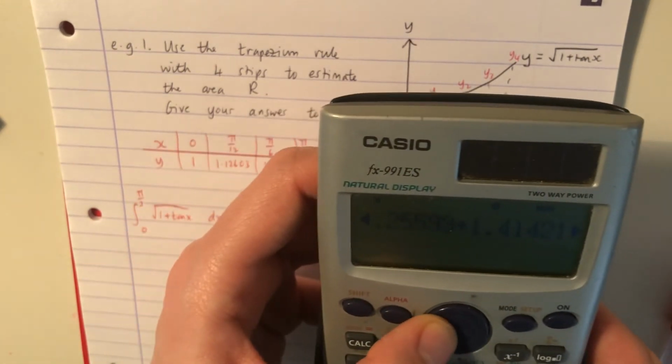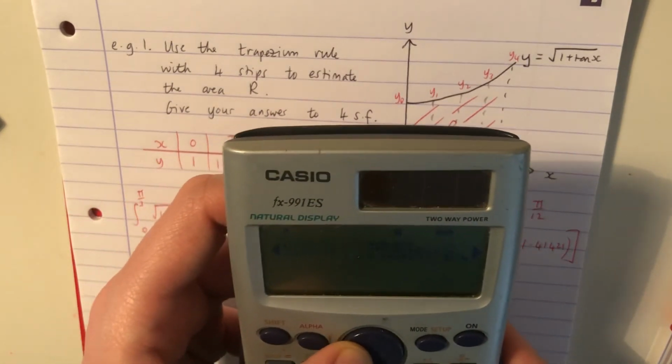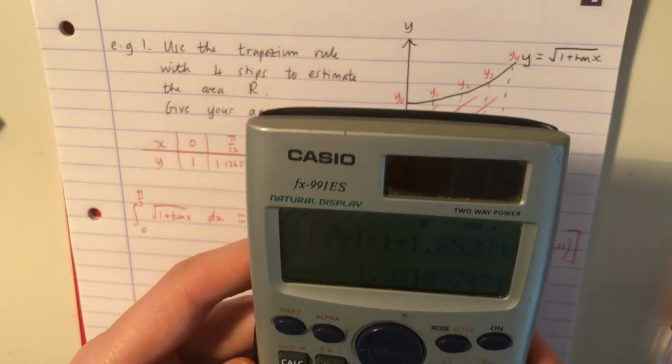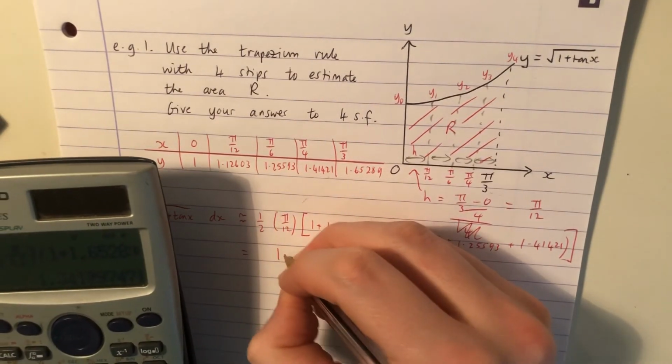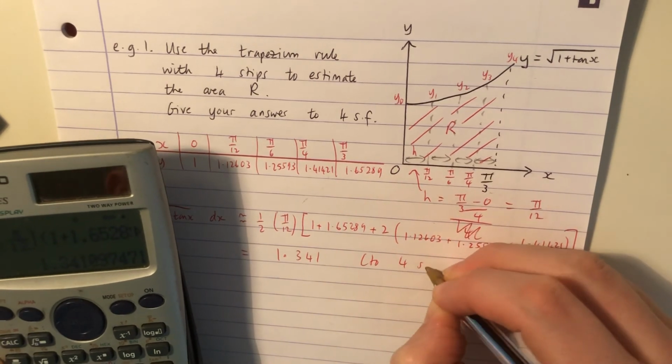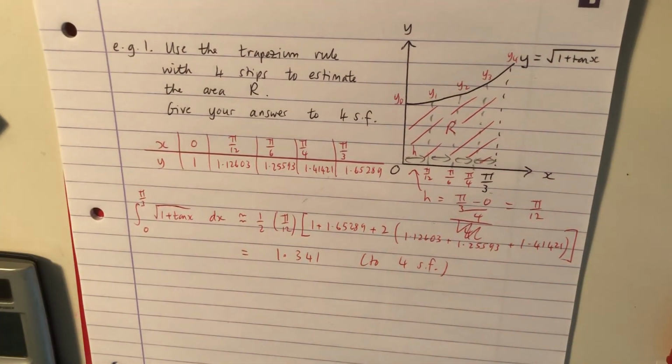Just check to see if I actually wrote the times by 2 in. I can't remember if I did. Yes, I did. Okay, to give you 1.341 to 4SF. Pretty much that would be it. So no complicated integration at all. It was all stuff on the calculator.